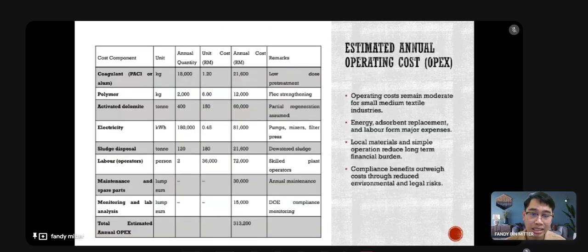So this is the estimated annual operating cost. The operating cost remains moderate for small medium textile industries, and also energy, adsorbent replacement and labor form the major expenses. And also the local materials and simple operation will help to reduce long-term financial burden. And compliance benefits outweigh costs through reduced environmental and legal risks.